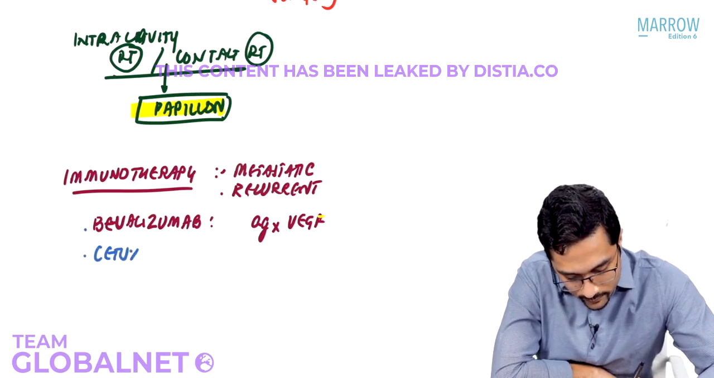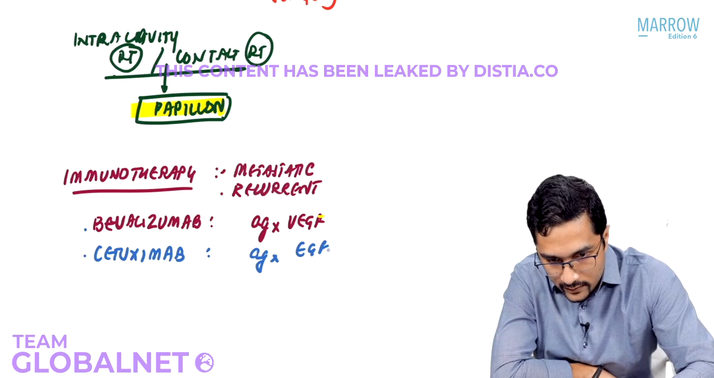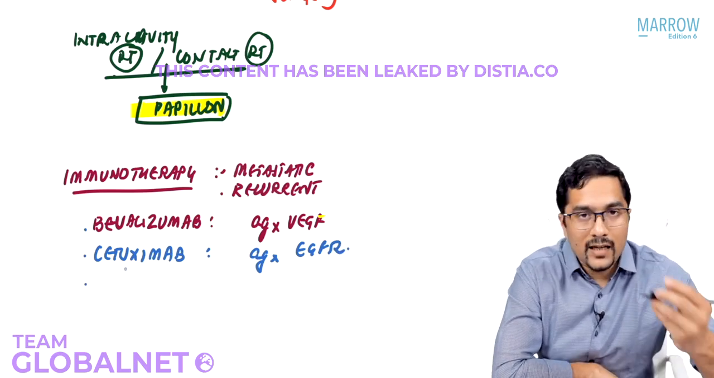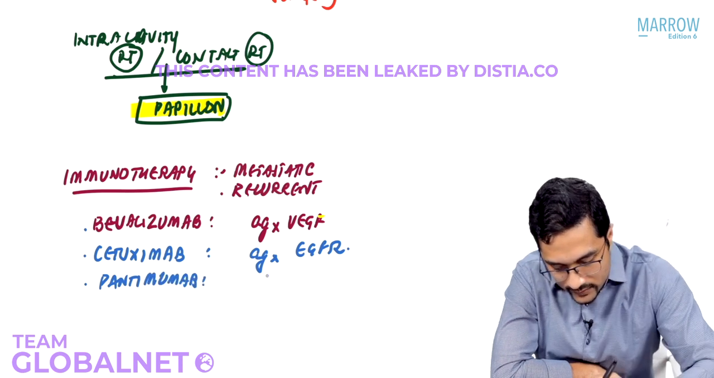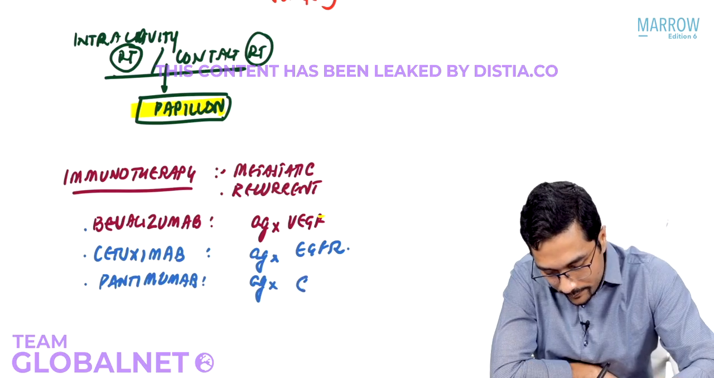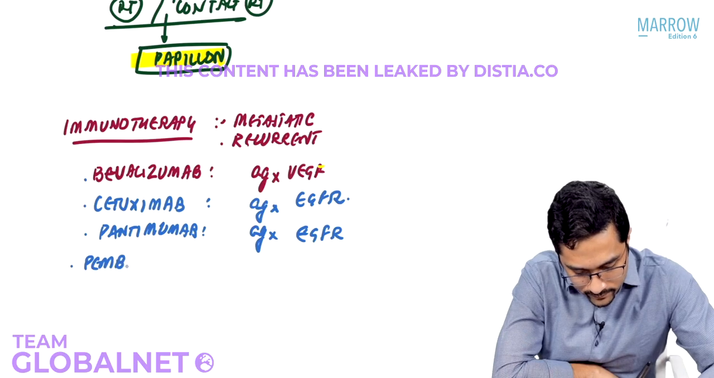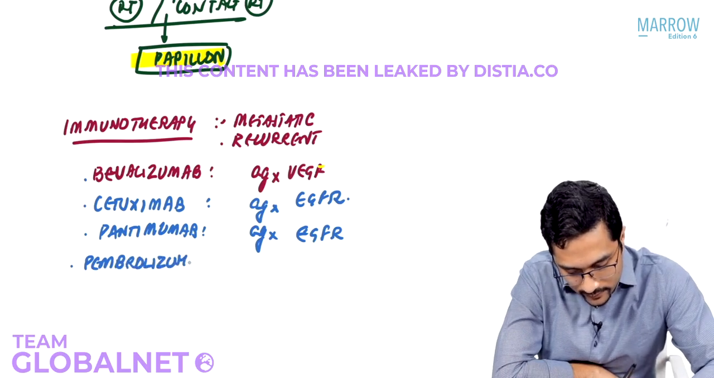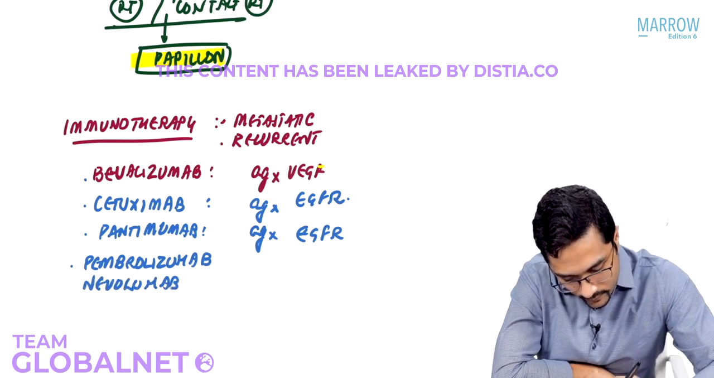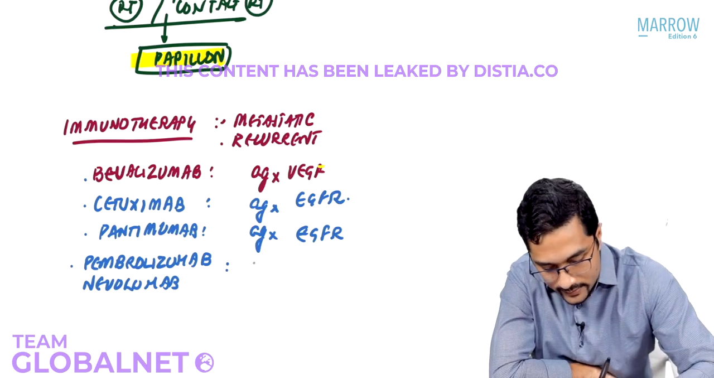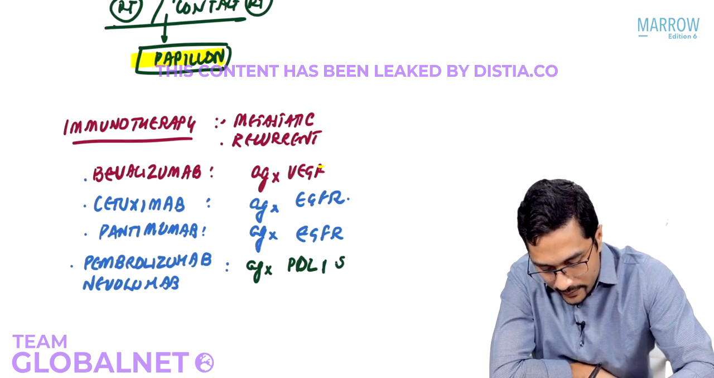You can use cetuximab. Cetuximab is a monoclonal antibody against EGFR, epidermal growth factor receptor. Another new agent is panitumumab. That is also against EGFR, epidermal growth factor receptor. And you also have pembrolizumab and nivolumab. So these are against PD-1, right? So these are immune checkpoint inhibitors.